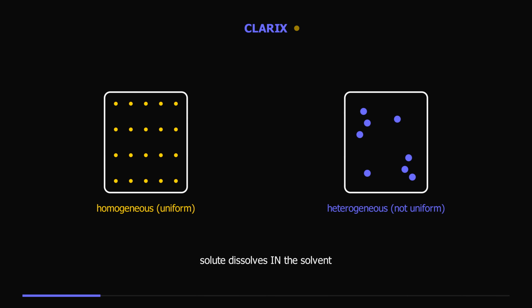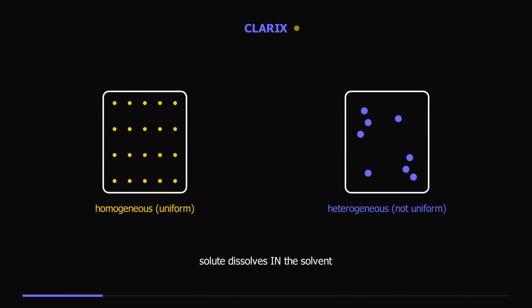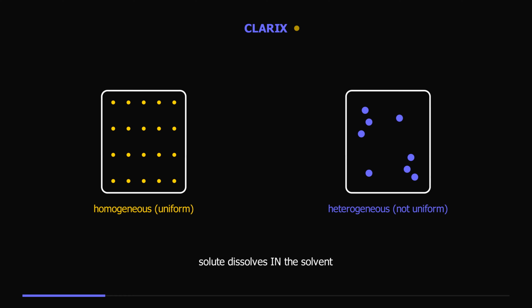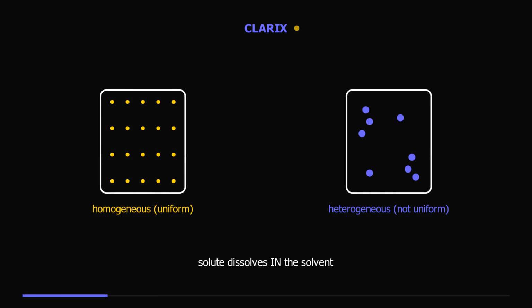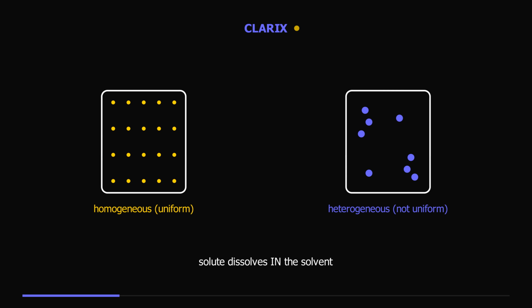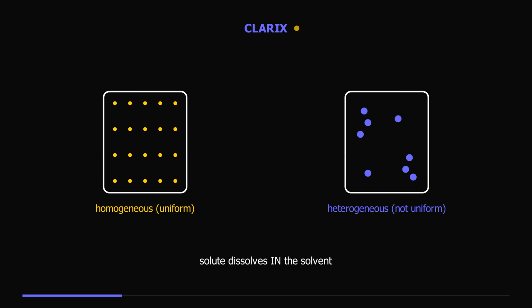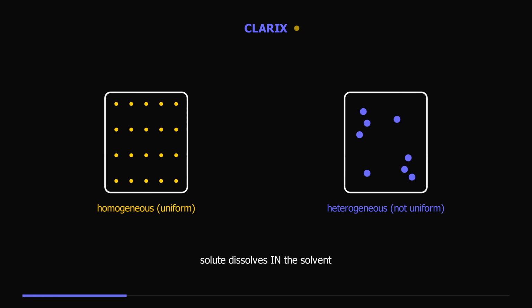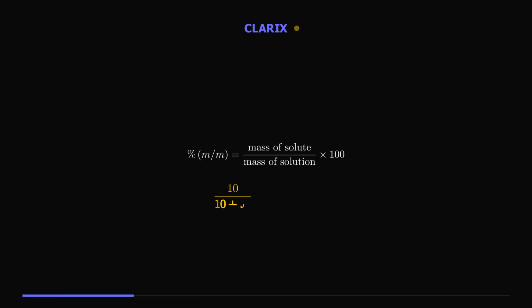For mass by mass percent, percentage equals mass of solute divided by mass of the total solution times 100. And that total solution mass includes both the solute and the solvent added together, not just the solvent. So if 10 grams of salt dissolves in 90 grams of water, the total solution is 10 plus 90 equals 100 grams, and the mass by mass percentage is 10 divided by 100 times 100, which is 10%.